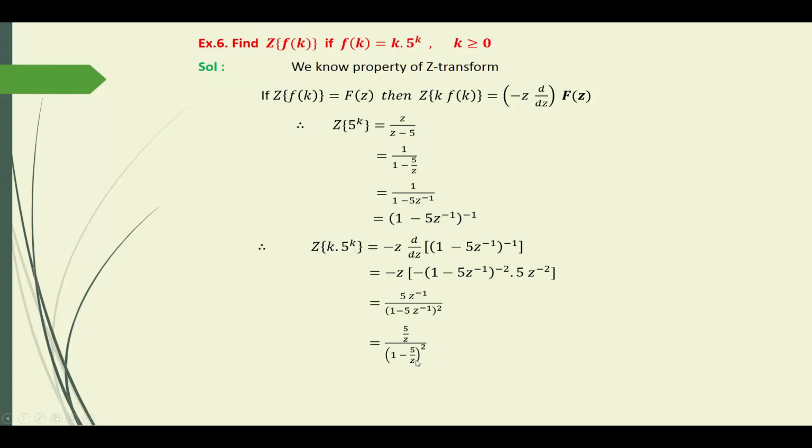Now take the LCM in the denominator. The numerator stays as 5 upon z, and the LCM is z square, so we get (z minus 5) whole square upon z square. Now z square is in the numerator, so z square upon z is z, giving 5z upon (z minus 5) whole square. 5z upon (z minus 5) whole square is the required answer.